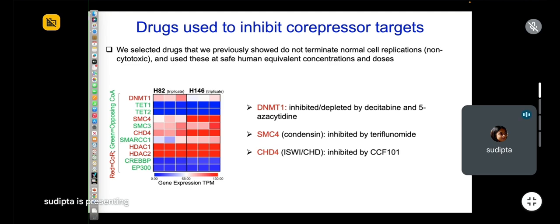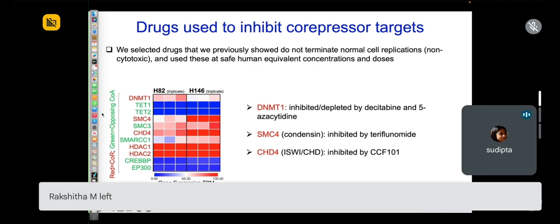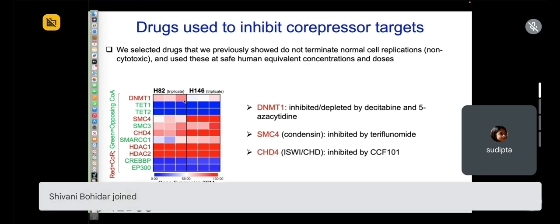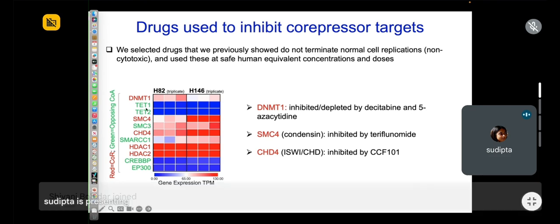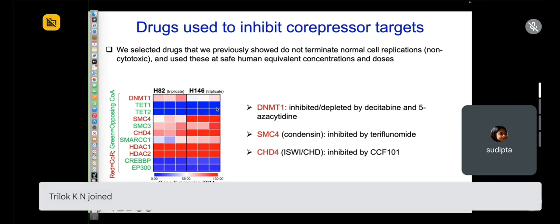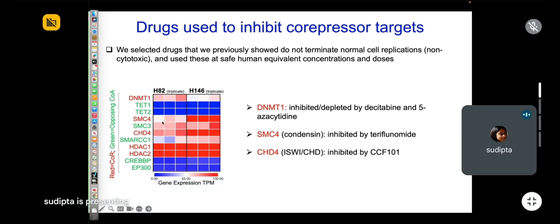Now we also checked the co-activator and co-repressor levels in those two cells by RNA-seq. You can see DNMT1 is highly amplified. TET2, which I said opposes the DNMT1 function, is deleted. And SMC4, another co-repressor, which is condensin, is also highly amplified.